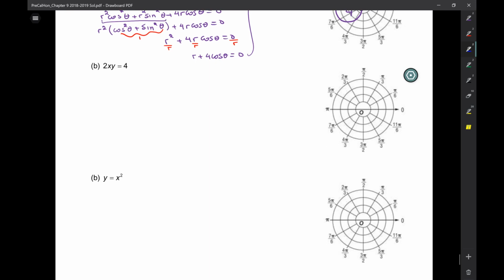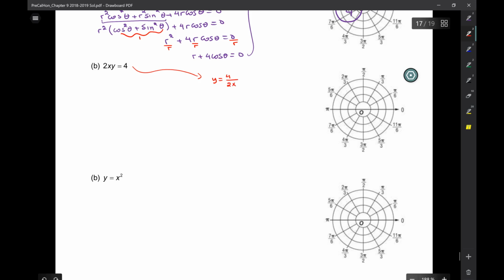Yeah, that one failed. Okay, let's do another one. So here I have 2xy equals 4, and I need to change them and make them what? r cosine theta and r sine theta. Good. So let's just get a feel for what this looks like. If you solve this for y, what does it look like?